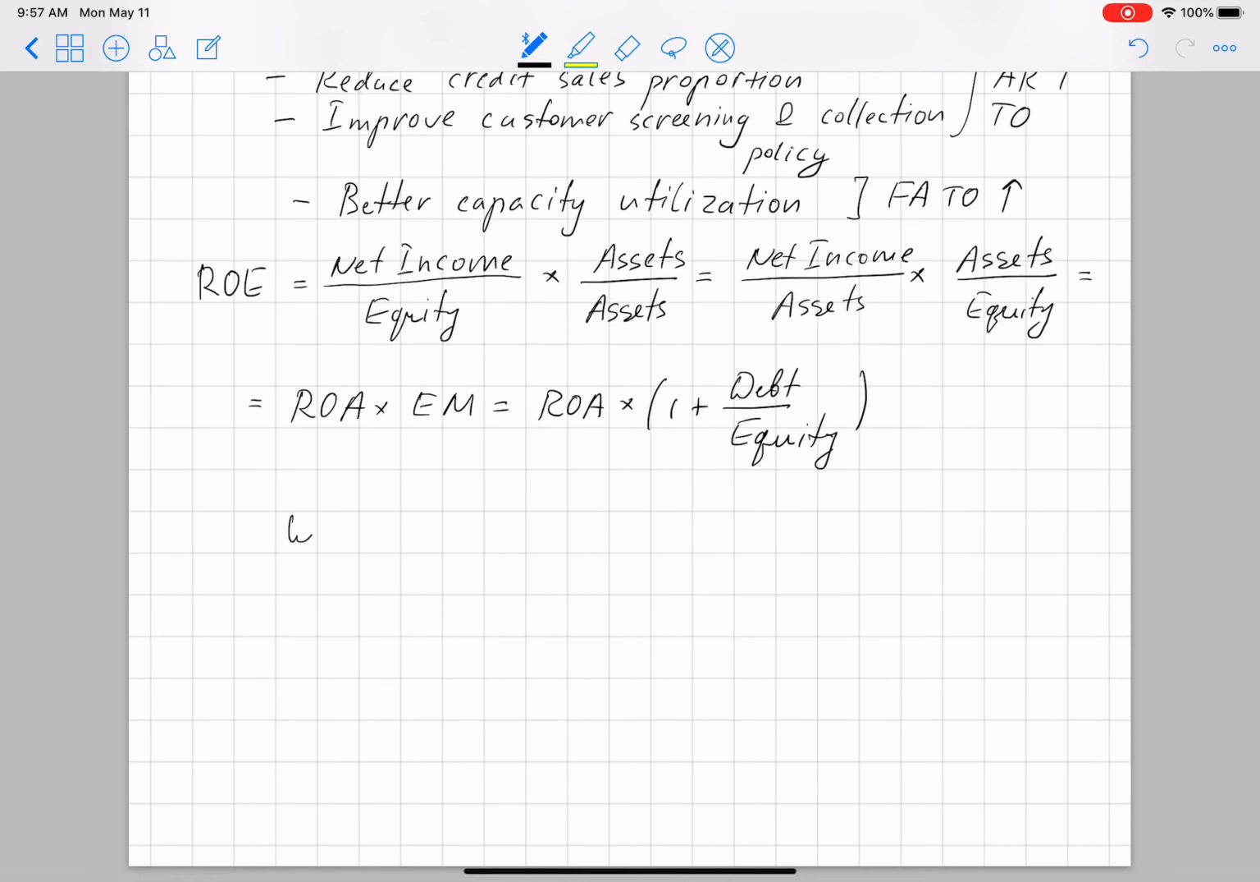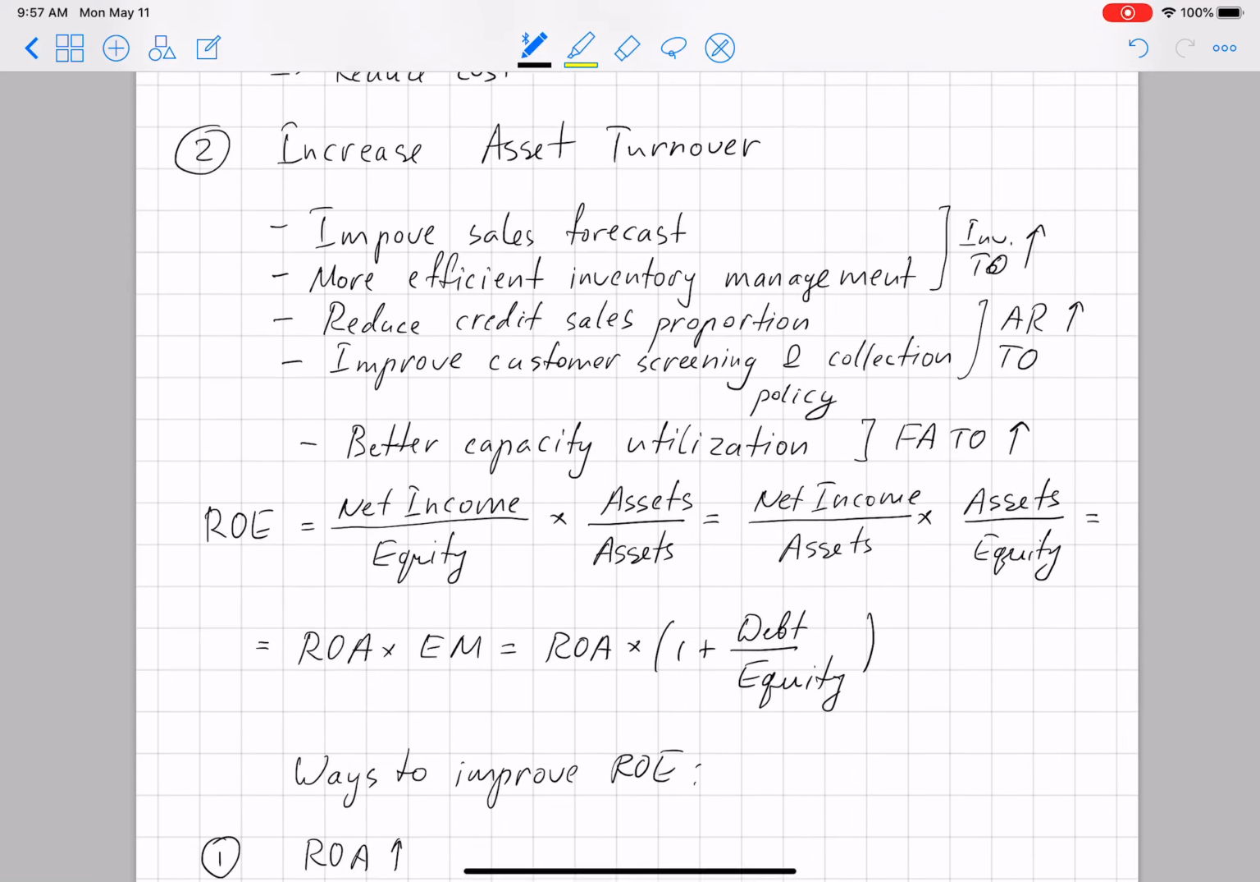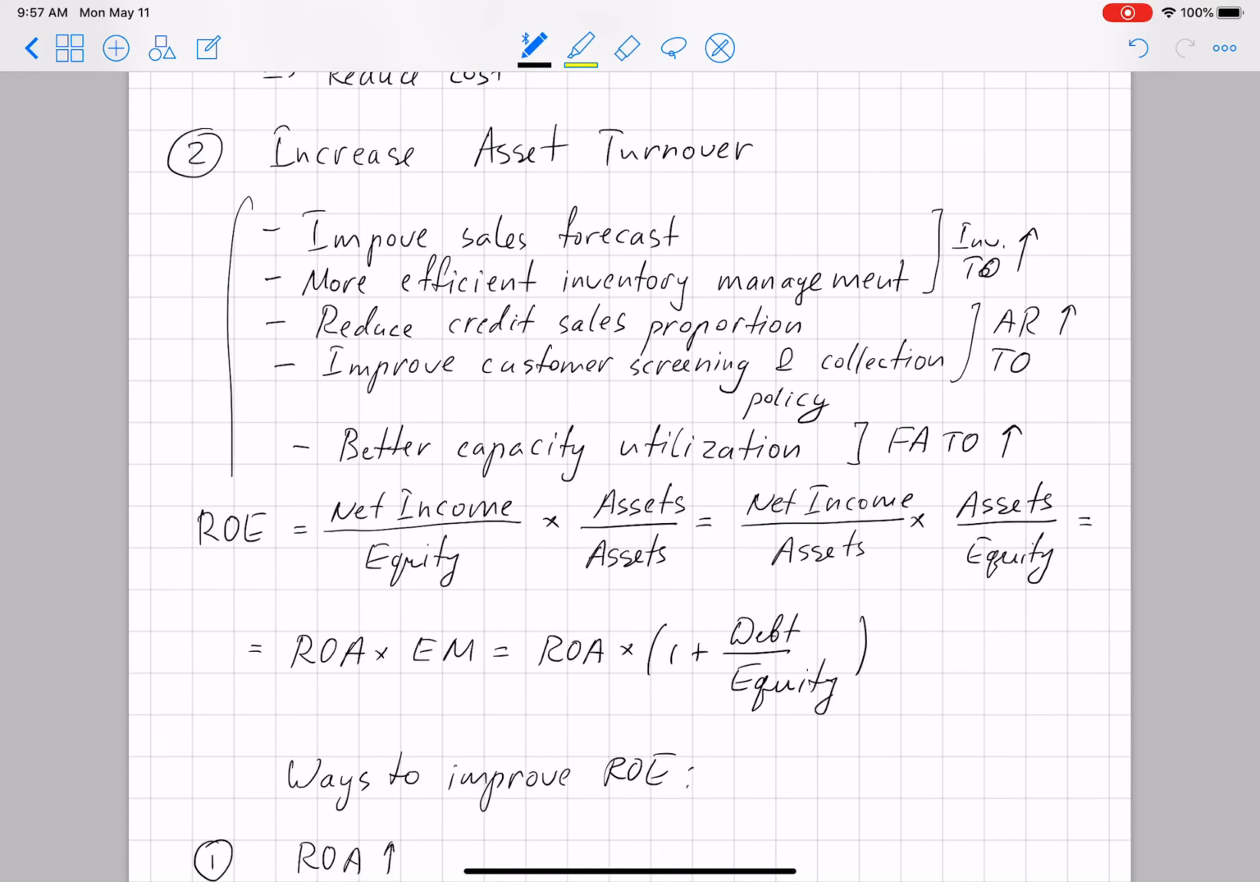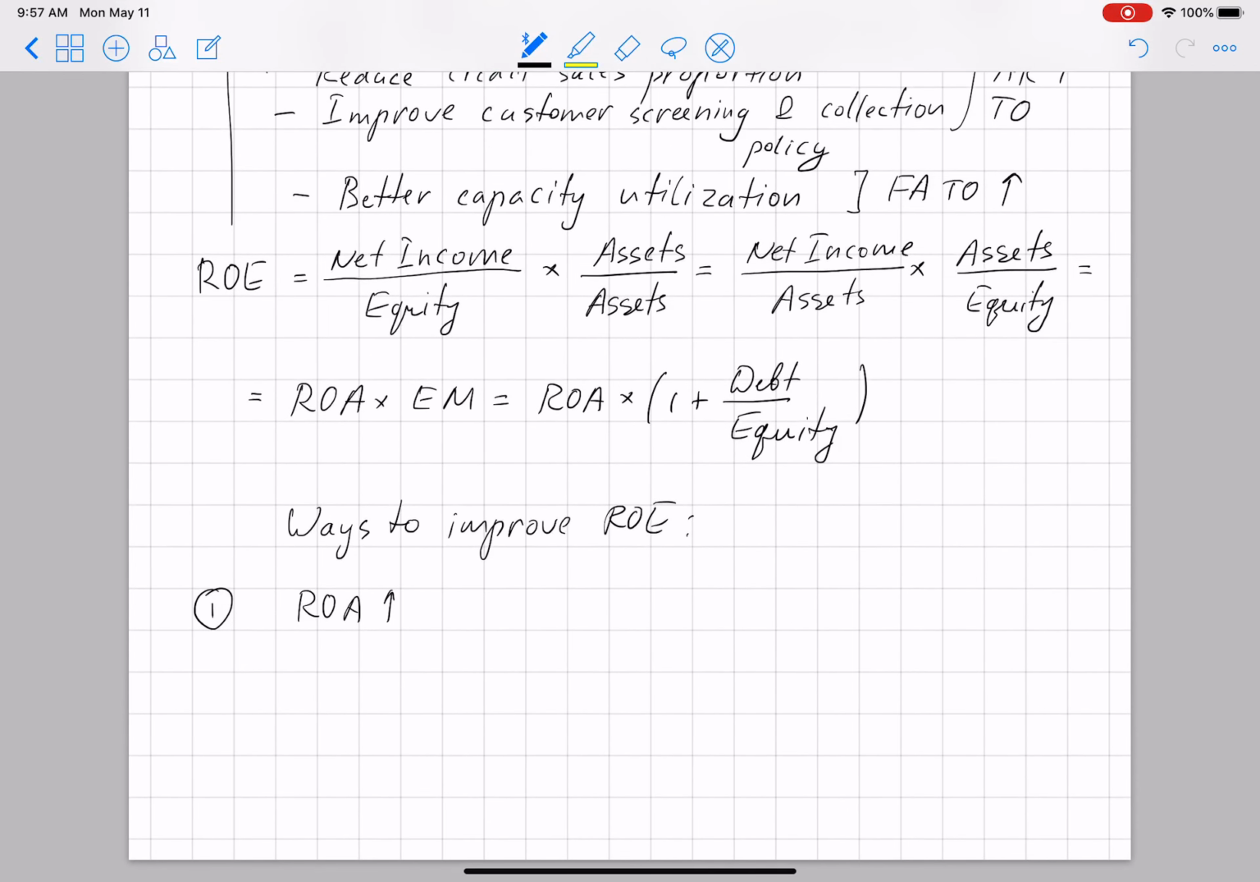I'm going to say ways to improve ROE. So number one is increase your ROA. And that makes sense. Of course, return on equity will always rise if return on assets is rising. And now you know how to improve return on asset. You have all these factors right here that help you to improve your ROA. So that's pretty obvious.